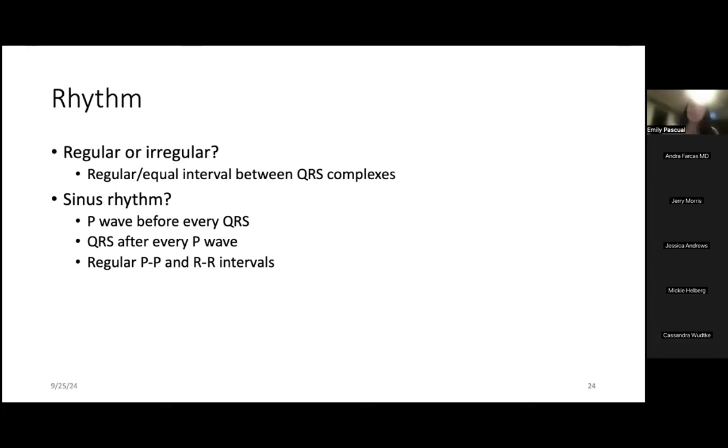The next thing you'll look at is the rhythm. Is it regular or irregular? Meaning if you took calipers and you measured between QRS complexes, that interval doesn't change. And in terms of sinus rhythm, the rules of sinus rhythm are that there should be a P wave before every QRS. There's also a QRS before every P wave. And again, those intervals are regular between the P to P and the R to R.